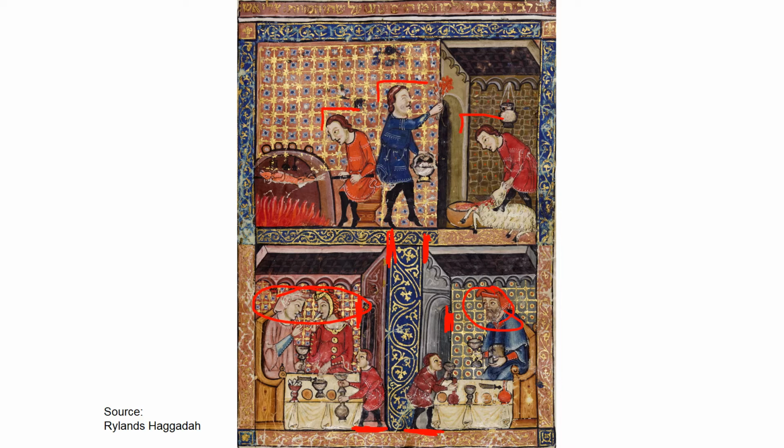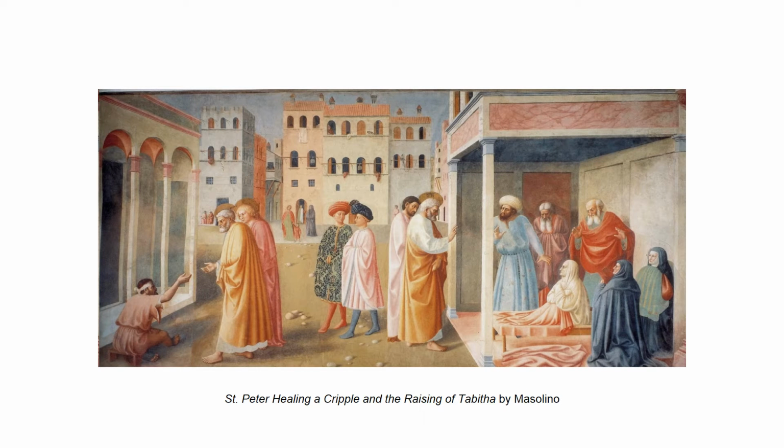So let's go ahead and look at some examples of Renaissance paintings that have perspective included in them. This slide depicts St. Peter healing a cripple and the raising of Tabitha. You notice immediately that this looks much more realistic. It's still a painting, still hand-drawn and painted, but everything starts to look much more realistic.